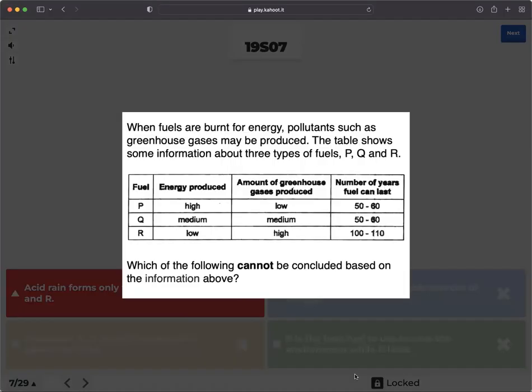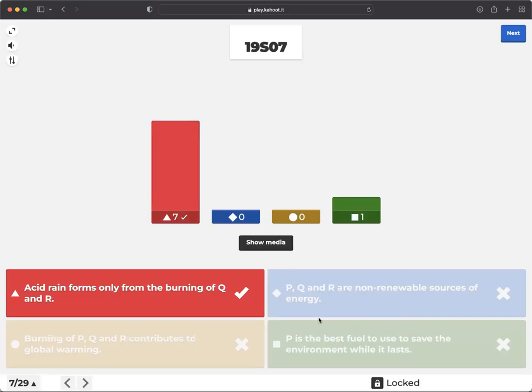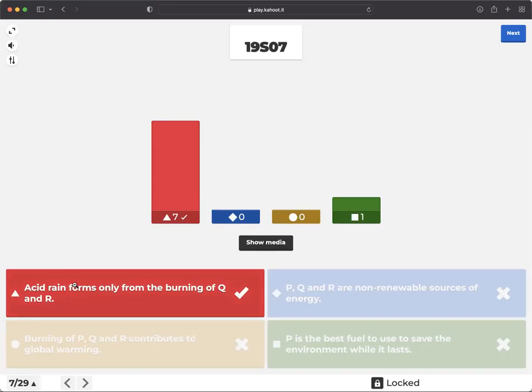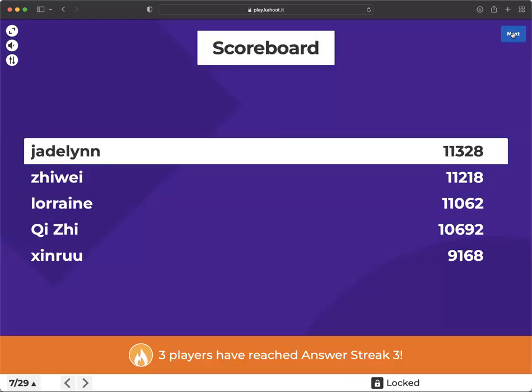Sorry. Based on the green color, you can tell that it is actually the best for the environment because it produces the lowest. So the question is asking which of them cannot be concluded. So green can be concluded, only red cannot be concluded because the question never says what type of greenhouse gas it forms. So not all greenhouse gas will produce acid rain. Okay, let's continue.